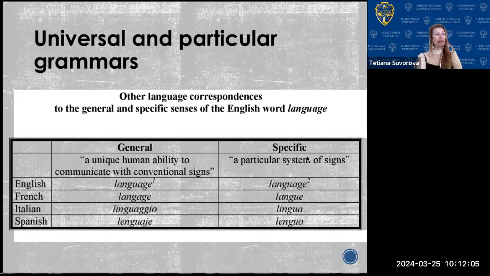Then specific, a particular system of signs. And here we speak about language again, while in French this is la langue.